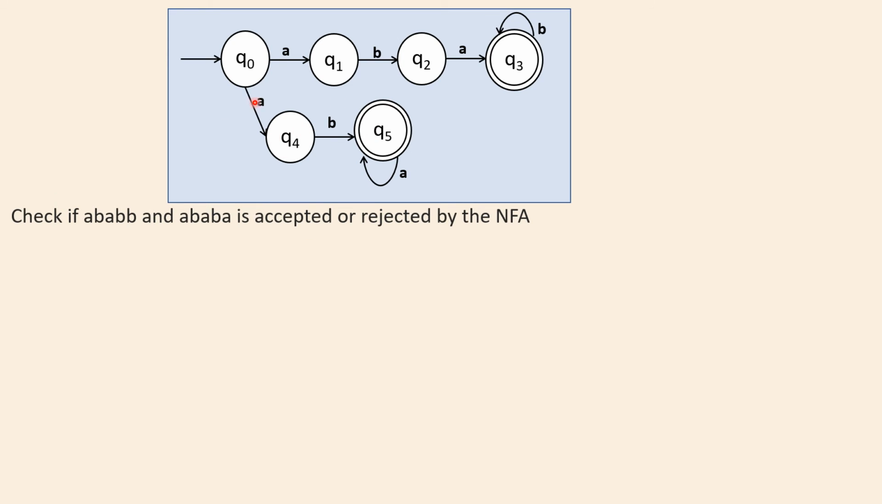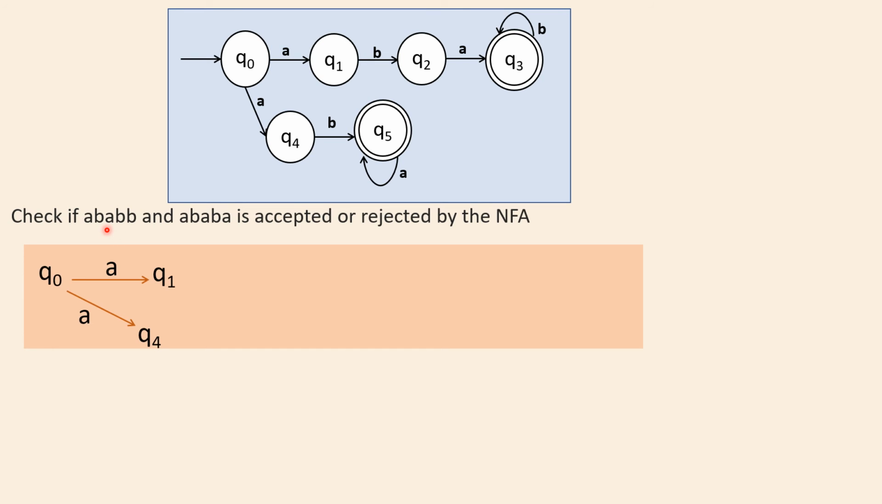So for the same example, let us check if ABBA and ABAB are accepted or rejected by the NFA. So first let us see ABAB. The first input cell is A. So from Q0, A can go to Q1 or A can go to Q4. Now my second input cell is B. From Q1, B can go to Q2. From Q4, B can go to Q5.